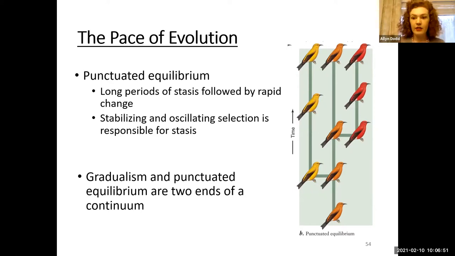Okay, here's the deal. It's not all punctuated equilibrium or all gradualism. Those are a spectrum. They're two ends of a continuum, okay? It's kind of somewhere in the middle, and actually, depending on the organisms, it could be closer to one end or another, depending on the time too. I mean, like I said, it's just kind of a continuum. So the pace of evolution kind of moves between the two, depending on when and what organisms.